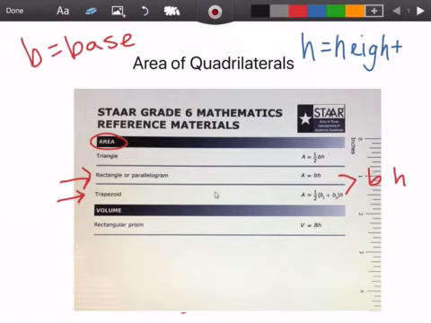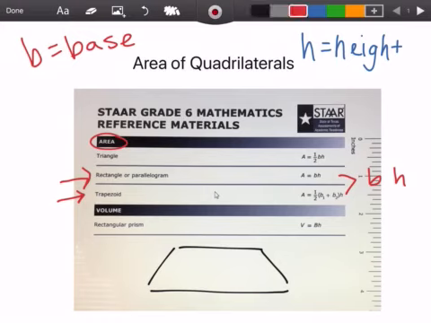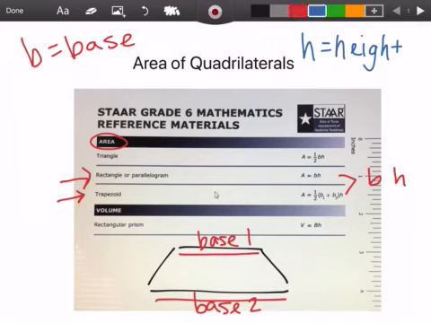And then lastly, for a trapezoid, it actually has 2 bases. It has a base on the bottom and a base on the top. So we call this base 1 and base 2. And then again, the height is from the top corner down to the bottom where it forms a right angle. And we call that the height. And if you look, this line with the right angle kind of makes the letter H.